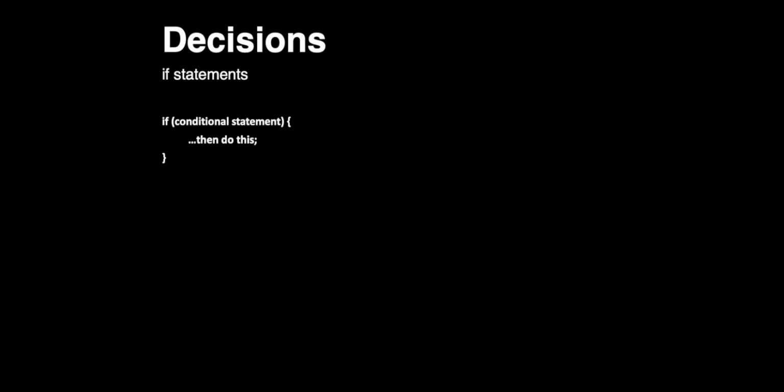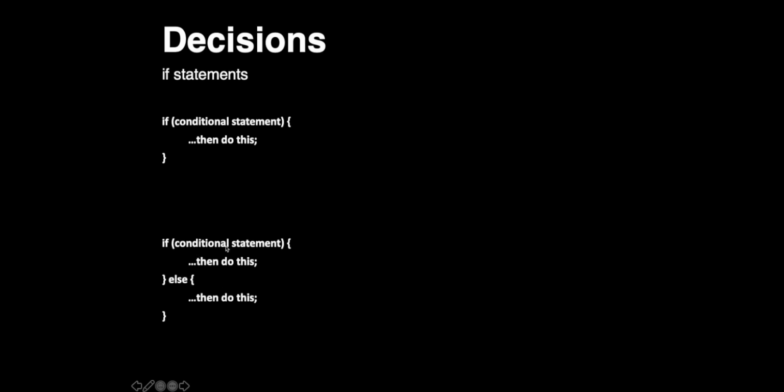So when it comes to code, we use something called if statements when it comes to creating decisions in our code, especially in for loops. So an if statement is basically just that. It's asking a question. So if and then a conditional statement is true, then we are going to do something in these brackets.